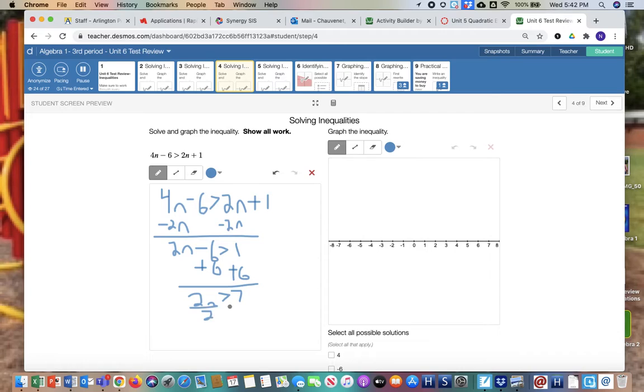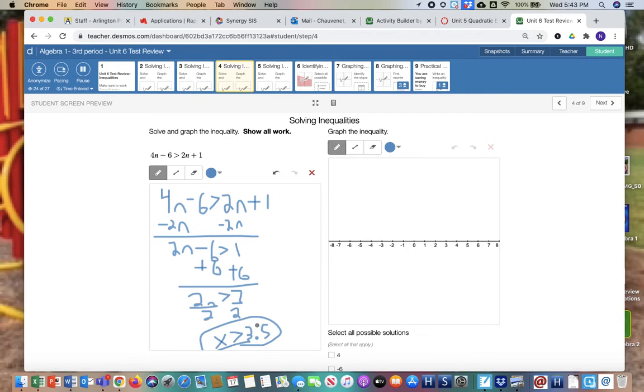I'm going to divide by 2 on both sides. And then I always like to change it to a decimal. So 7 divided by 2 is 3.5. If you don't feel like you would know how to do whatever the division is in your head, keep in mind there's a calculator right here. You can always type that in.